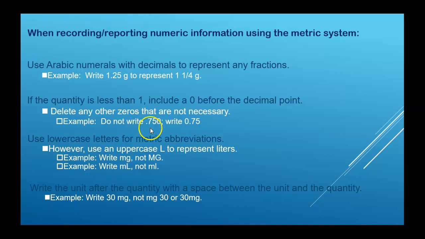Because if you didn't write the 0 there and you missed the decimal, you might be administering 750 milliliters when you're only supposed to administer 0.75 milliliters. So always use that 0 in front of the decimal.